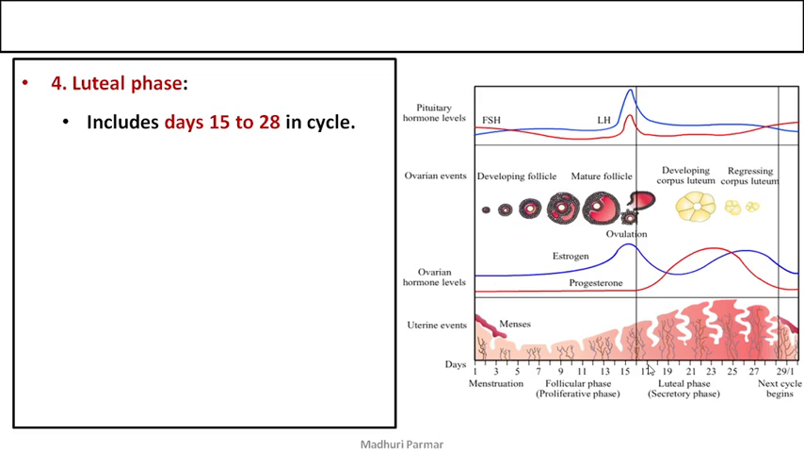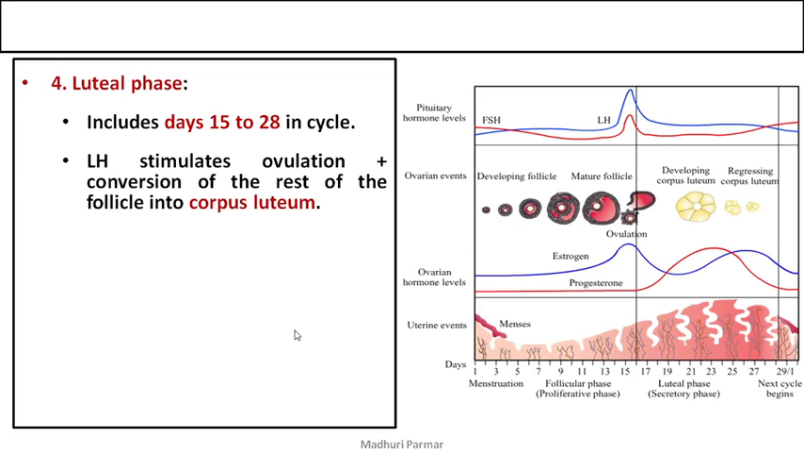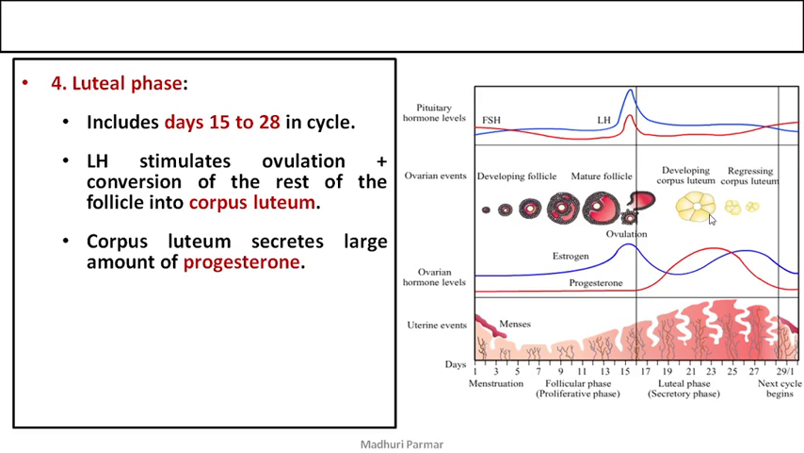It includes day 15 to day 28, and the LH stimulates ovulation plus the conversion of the rest of the follicle. ये जो बाकी का बचा हुआ follicle है, graafian follicle, that will now get converted into corpus luteum. ये येलो कलर का क्यों लग रहा है? क्योंकि इसने बहुत ज्यादा फैट और कोलेस्ट्रॉल जमा करके रखा है. ठीक है, corpus luteum secretes large amount of progesterone. Progesterone is a steroid hormone just like estrogen.